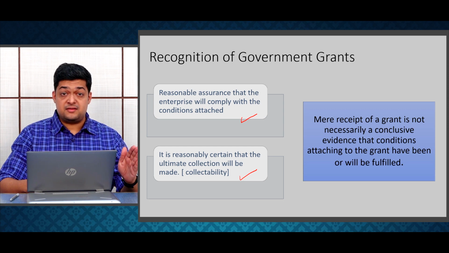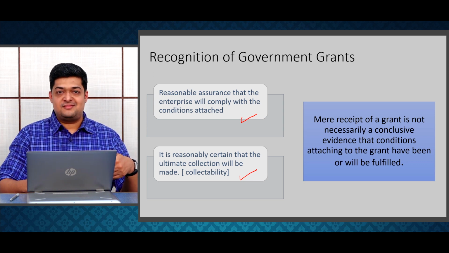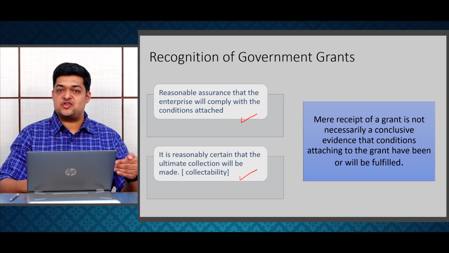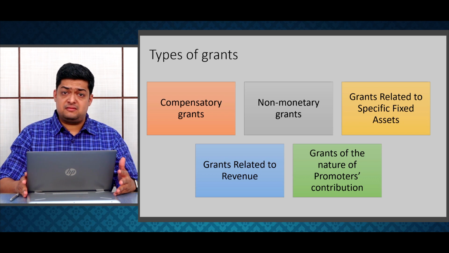That will be fulfilled. There is no reasonable assurance that those conditions will be fulfilled. In that case, you cannot recognize that as grant. You may recognize that as receipt in advance. However, unless it meets the recognition criteria, you cannot recognize it as grant.